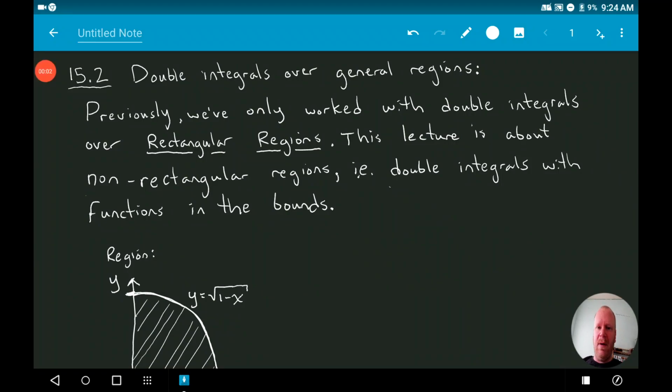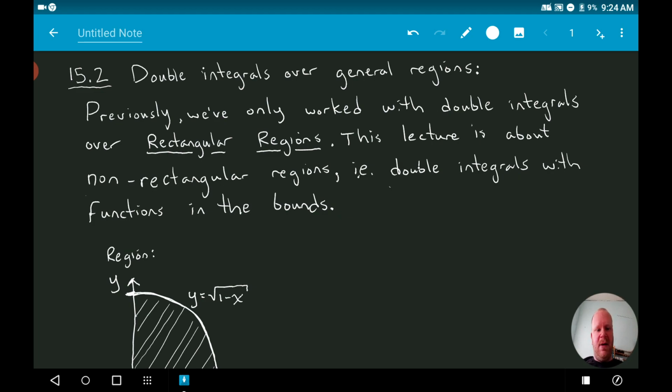Hi everyone. Today we're going to be talking about 15.2, which is double integrals over general regions. The last thing that we did before break was we looked at double integrals over rectangular regions, where we only had constants in our bounds of integration. And this lecture is going to be a little different because we've now got non-rectangular regions.